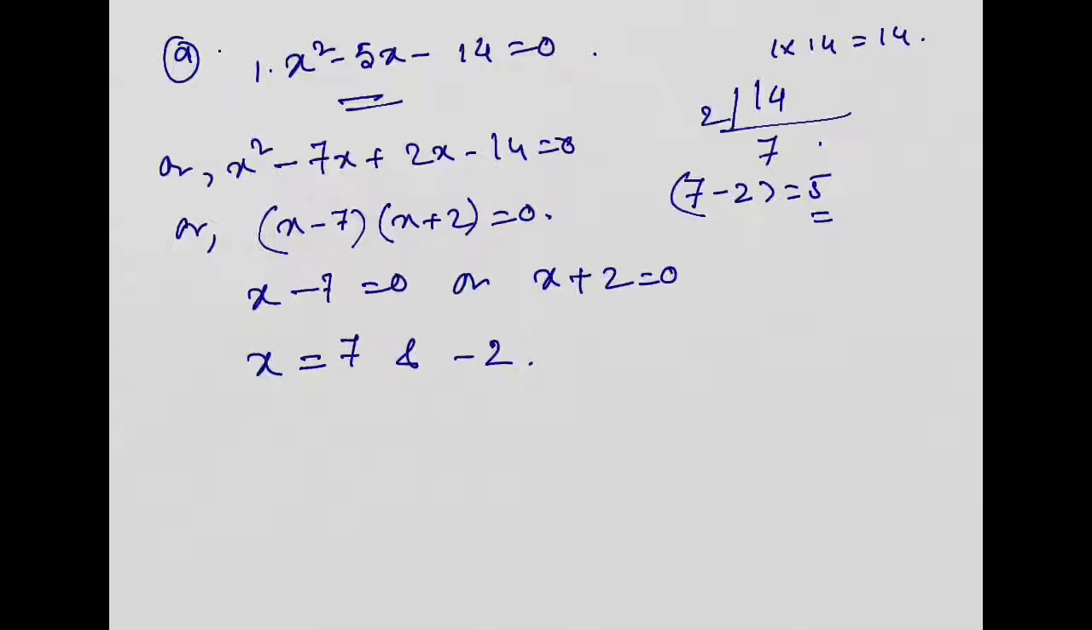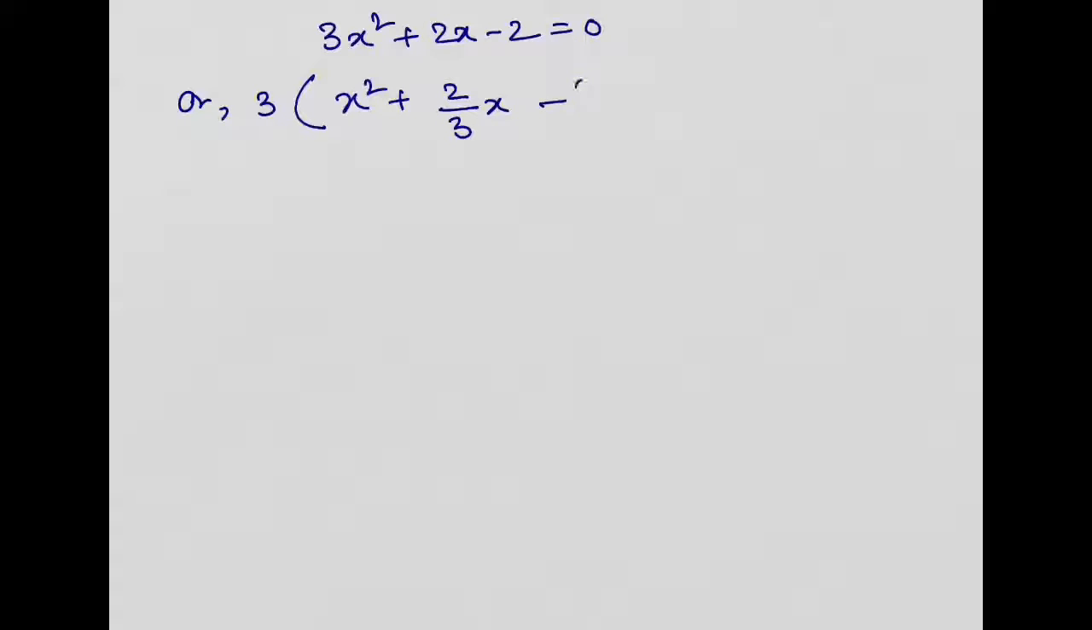And furthermore, we will not always find this kind of easier equation to solve. Let us see this one. Now, how to solve this? To solve this, we first need to take the coefficient of x squared out of this expression. So now the expression becomes x squared plus 2/3 x minus 2/3 equals 0.